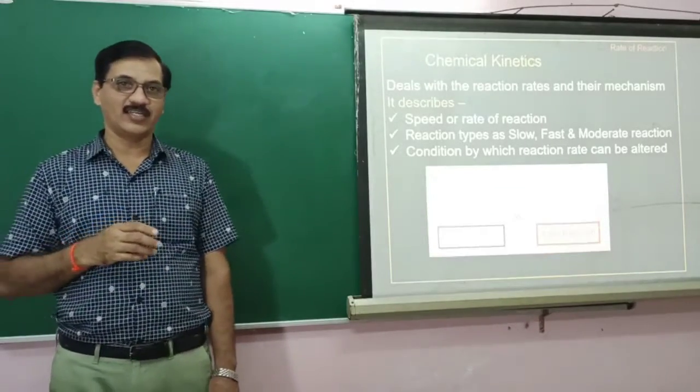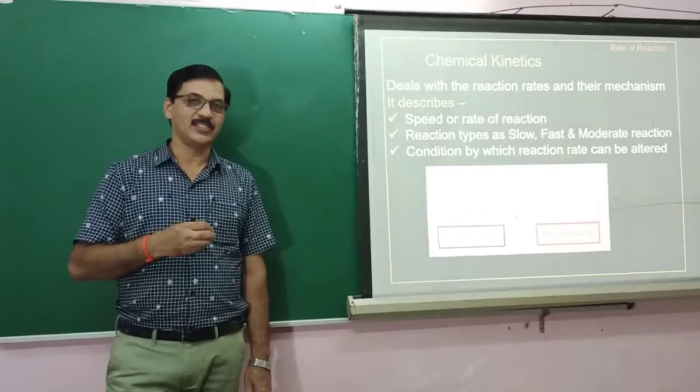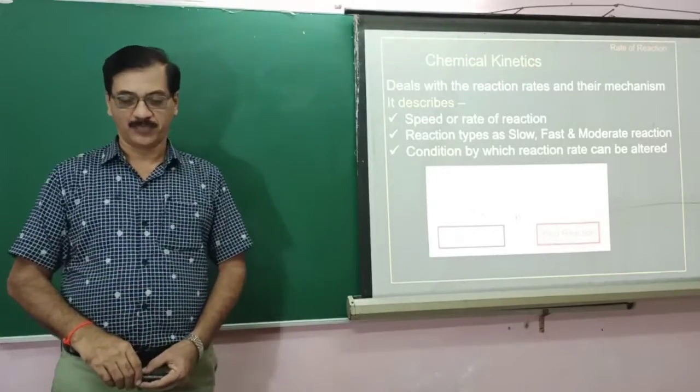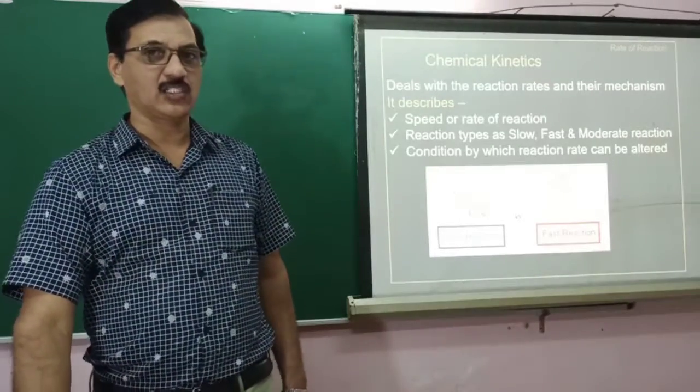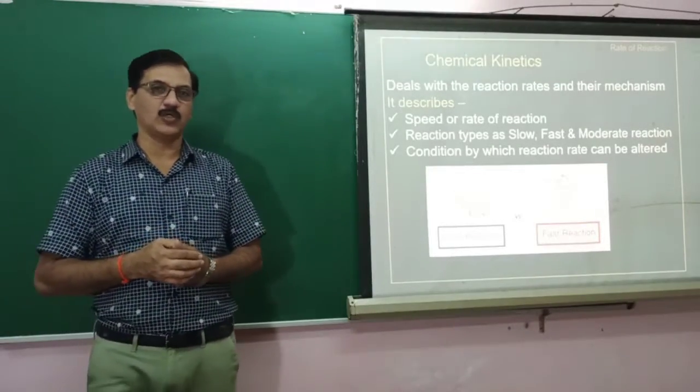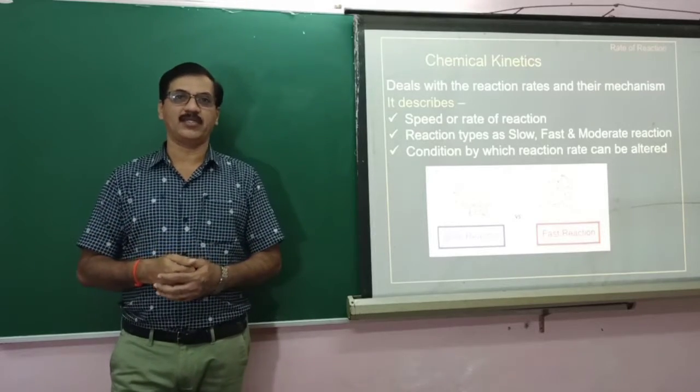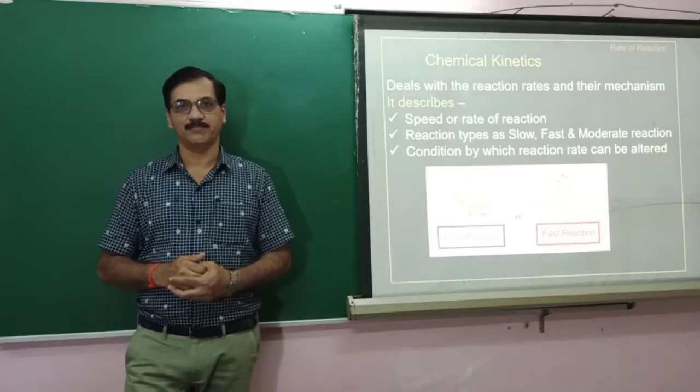So a slow reaction can be fastened. What are the conditions required for that, for particular reactions? In that way we will see. Some reactions are very slow. Rusting of iron is a very slow process. It takes a month together for a piece of iron kept in atmospheric air to get rusted.